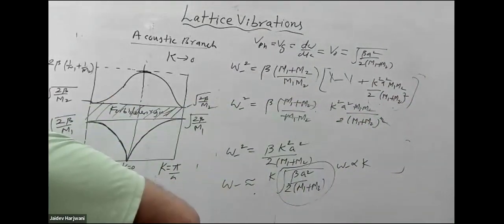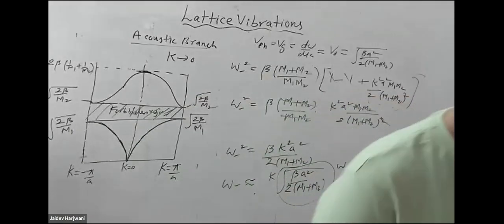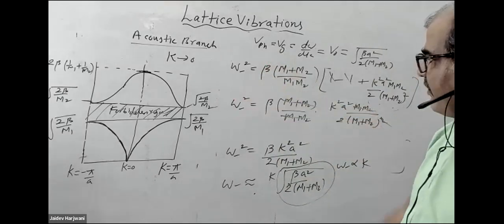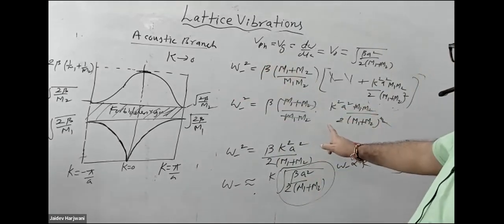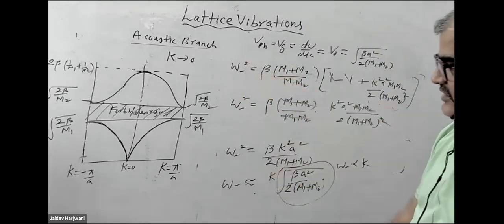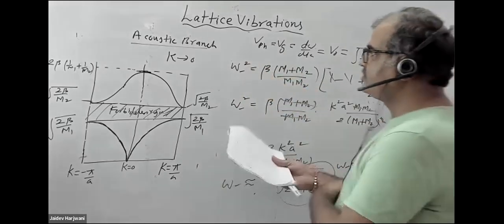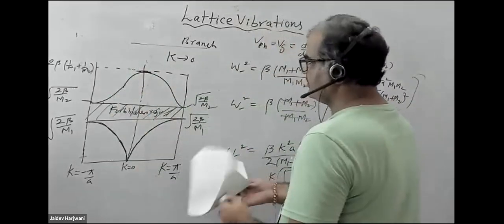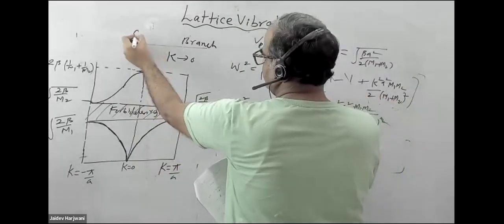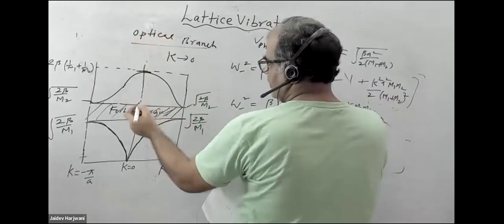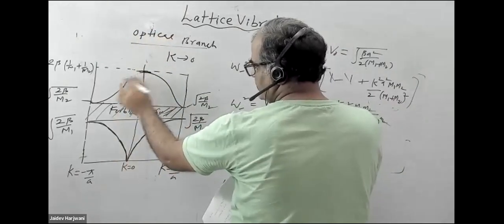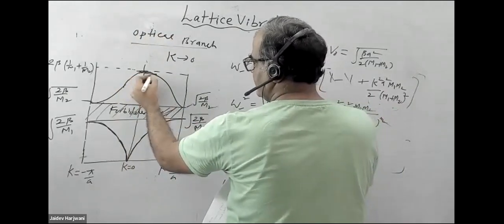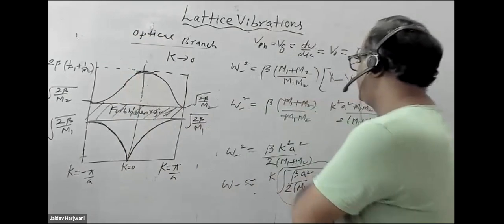Now what have we discussed? We have discussed the acoustic branch near k tends to 0. Now similarly, let me show what happens to the optical branch in the k tends to 0 region. We have already calculated at k equal to 0. Now near k regions, you can see it is coming constant, almost constant here. So let me show you that one.